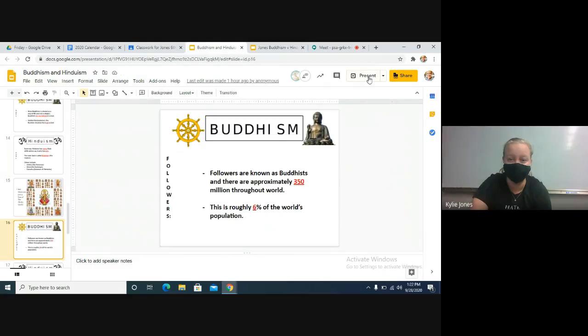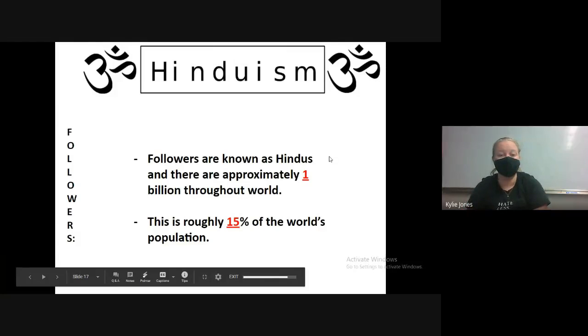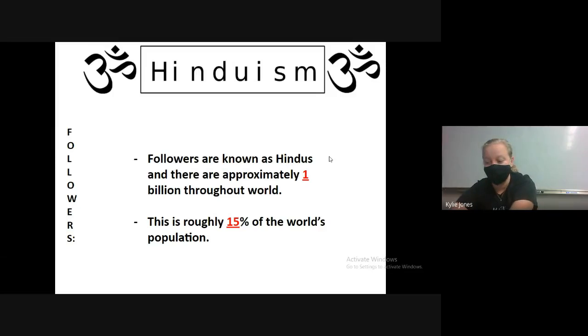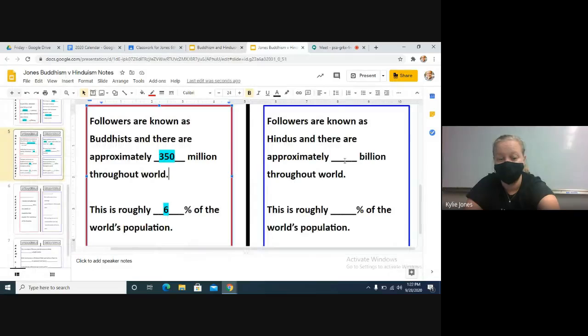Okay, so for Hinduism, this one says that there are about 1 billion people throughout the world. So that's about 3 times the amount of Buddhists. Almost exactly. And it's about 15% of the entire population of the world, which is a lot. So about 1 billion people and about 15% of the population of the world.